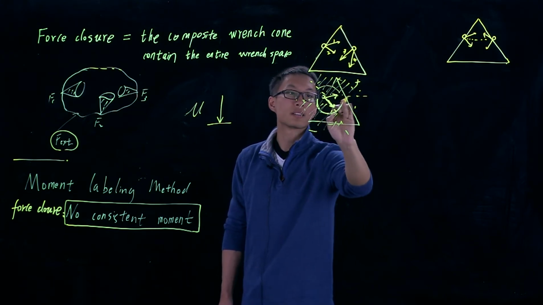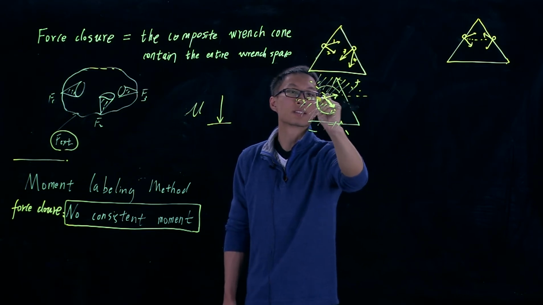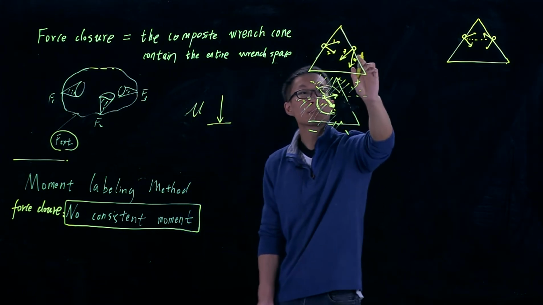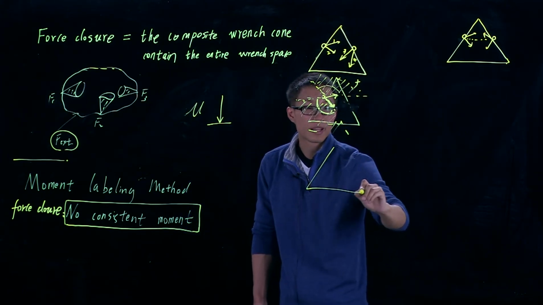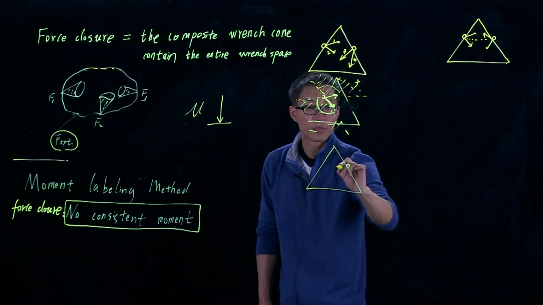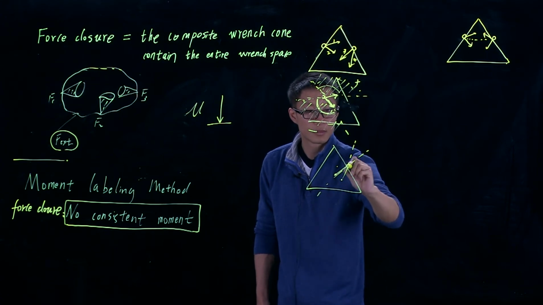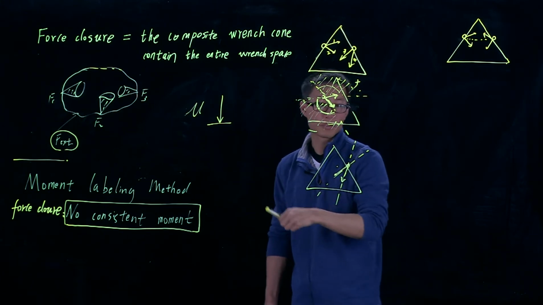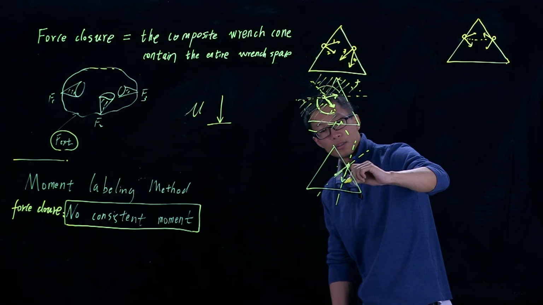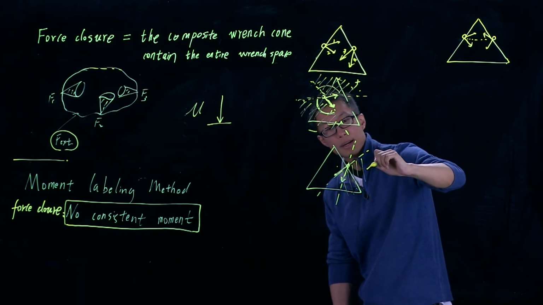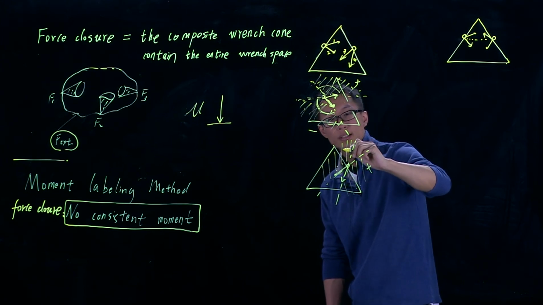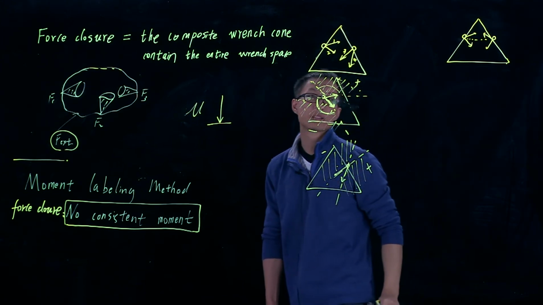Maybe it's not very clear. Let's see. Okay, yes. Positive and negative. Similarly, we can deal with the right wedge cone. For this wedge cone, because the force points to the left, this part has a consistent positive wedge moment, and this part has a negative moment.